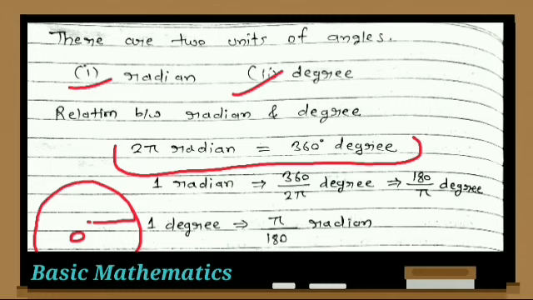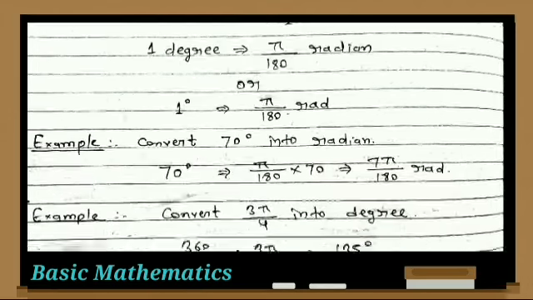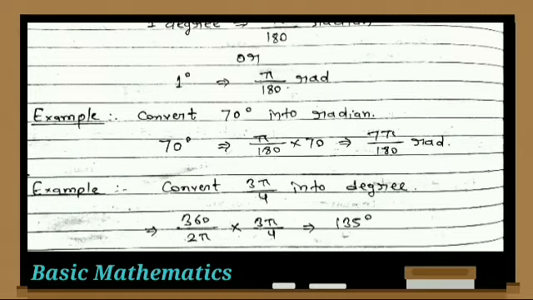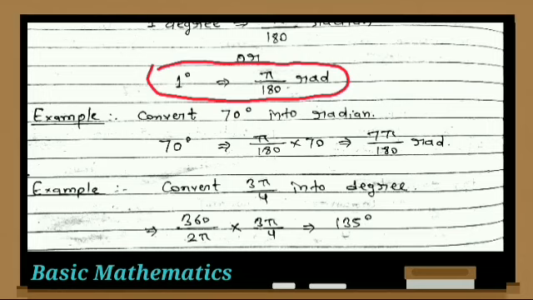Here we can find the relation between radian and degree. 1 radian is equal to 360 upon 2 pi degree, which is equal to 180 upon pi degree. Similarly, 1 degree is equal to pi upon 180 radian. Okay, now let's move further. Here we can write 1 degree is equal to pi upon 180 radian in short form.